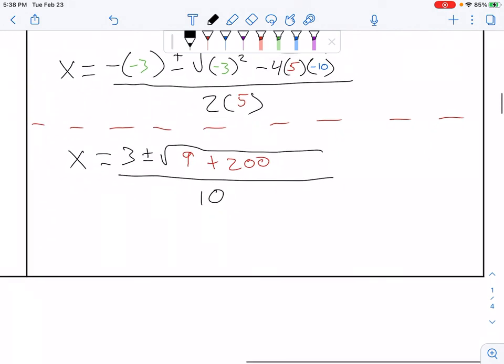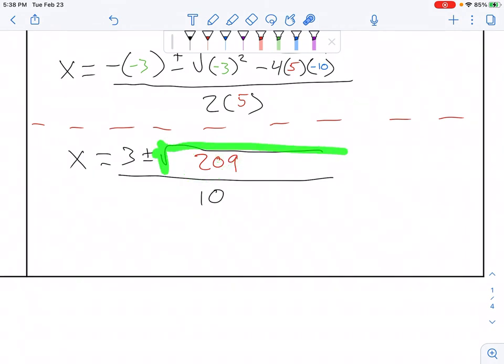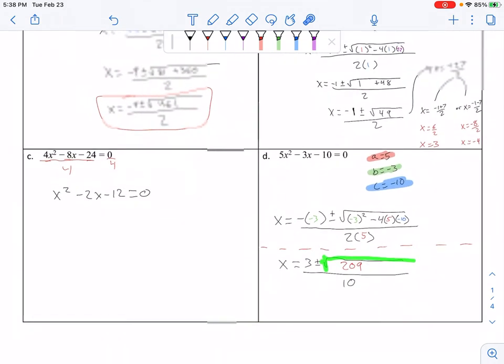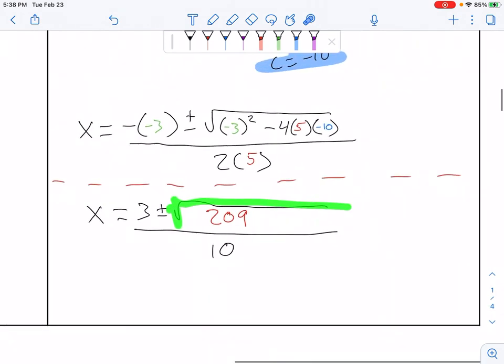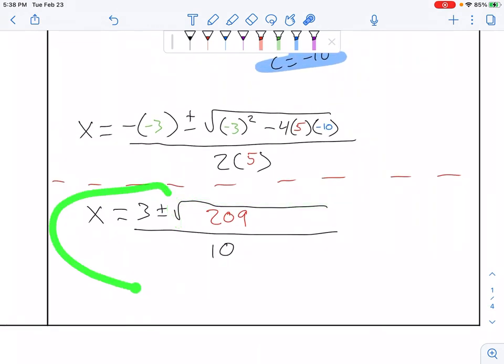So now I got to put 9 and 200 together. I mean, I guess you could do this. 9 plus 200 is really 209. So then we're going to look, can we take the square root of 209 like we could of 49 last time? And we can't. We can't take the square root of 209. So this is our answer. So it's about plugging things in and then working it out.